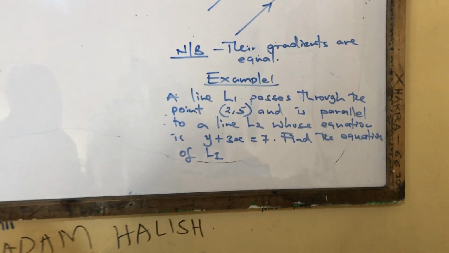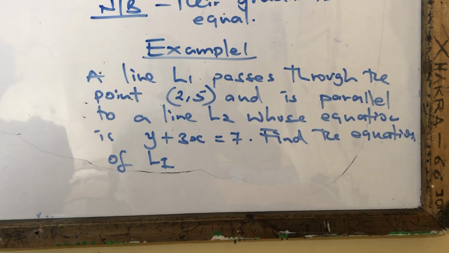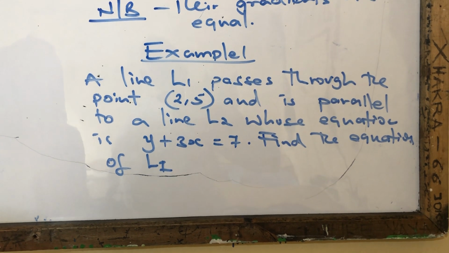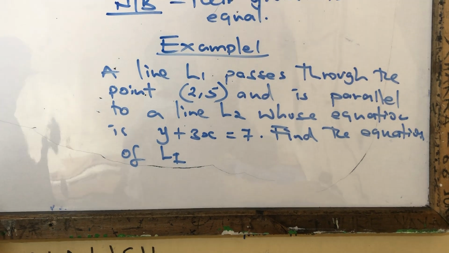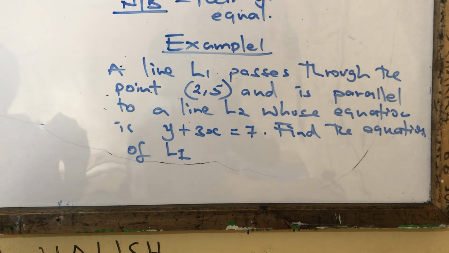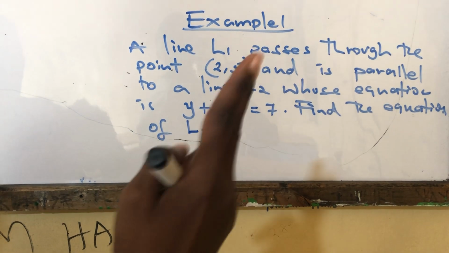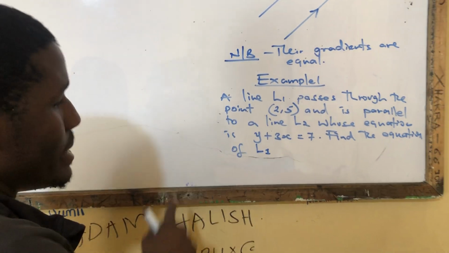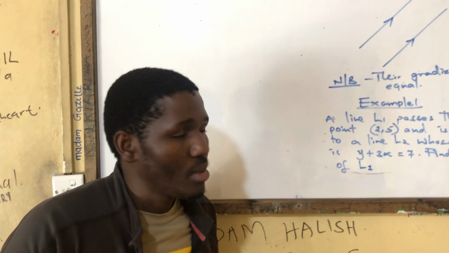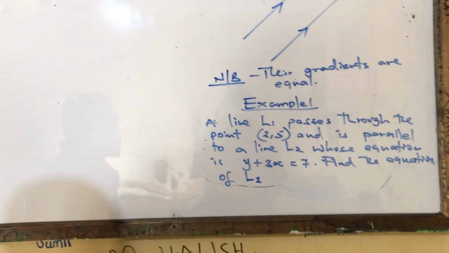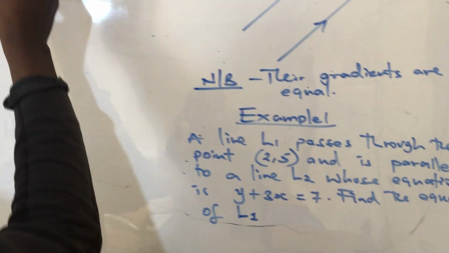A line L1 passes through the point (2, 5) and is parallel to a line L2 whose equation is y plus 3x is equal to 7. The question is asking you to find the equation of L1. Do take note that in this question there are two lines. There is line L1, and the question told us the point where line L1 is passing through. Then we have line L2 whose equation has been given.